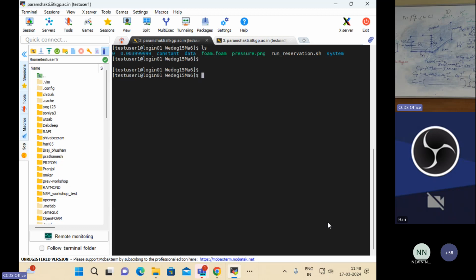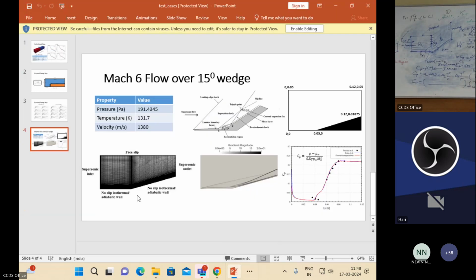I have already simulated that problem prior, and I have given the latest time step. Since this is not just a 1 day simulation, it will take around 1 week or 2 weeks to complete the simulation till that point. Because of this high velocity, it is roughly around 1380 meters per second, which, if you can appreciate, is 1.38 kilometers per second, right?